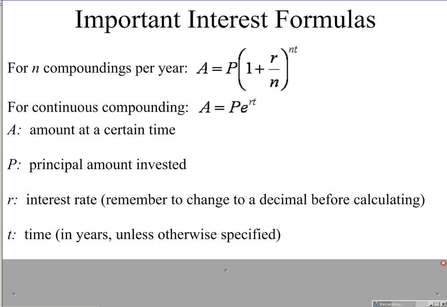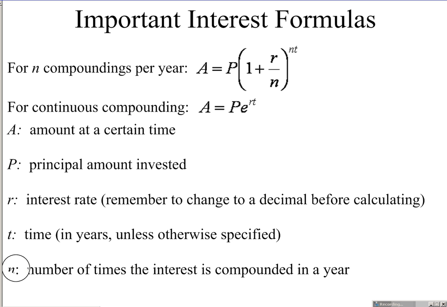T is time in years unless otherwise specified. In these formulas, T must be in years. In some other formulas that you may be given separately, it may say that time is months or something like that. Then make sure that you are plugging in the correct form of time that you are using. And N is the number of times the interest is compounded in a year.